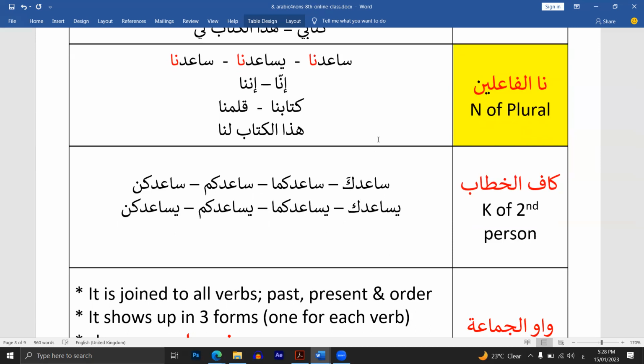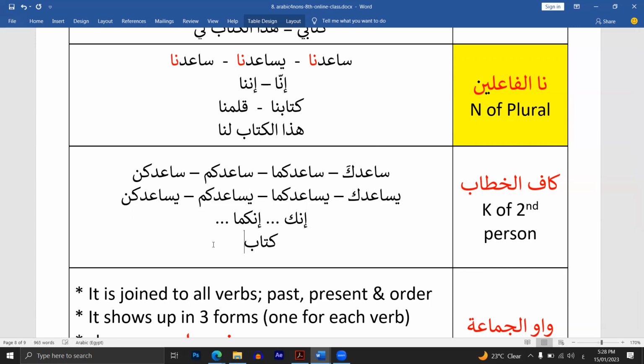Let's see if we connect it to inna: innaka, innakuma, and so on. Innakum, innakunna. And here, it will be the noun of inna. In the first case, ساعدك, the ka here is the object of this verb. But here, as long as it's connected to inna, it will be the noun of inna. What if it's connected to a noun? كتابك, your book. كتابكما. It will be a possessive pronoun. كتابكم, كتابكن, and so on.